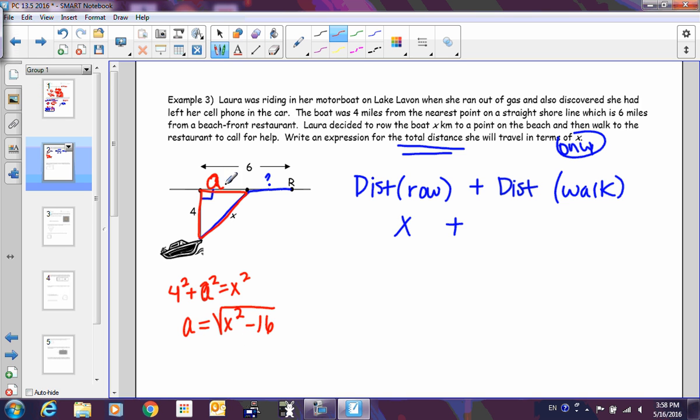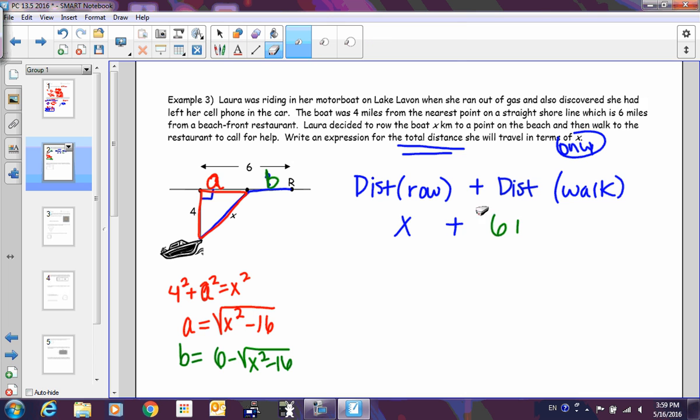Okay, so that's A. So now we're going to switch over here and maybe we could call this B. So if we know that A is this expression and we know that A and B together make 6, well then what would B equal? It'd be 6 minus this thing. Okay, and so that's what we're going to put right here. 6, whoops, I almost wrote a plus. Not a plus, a minus.